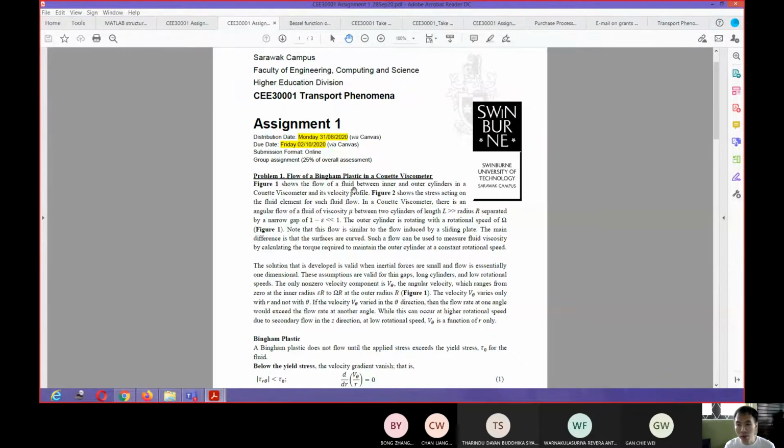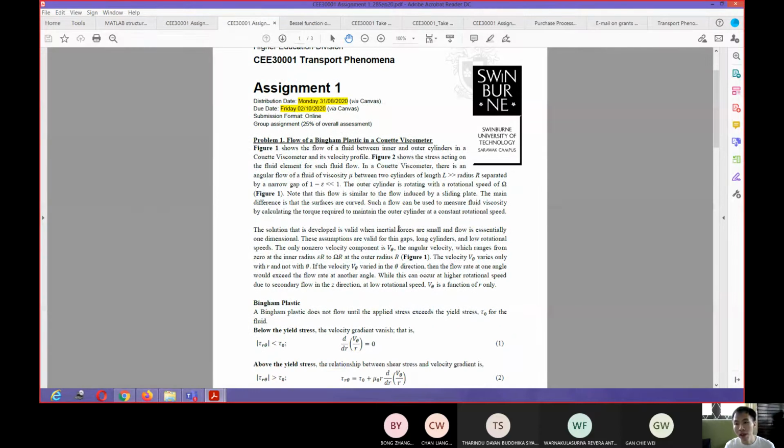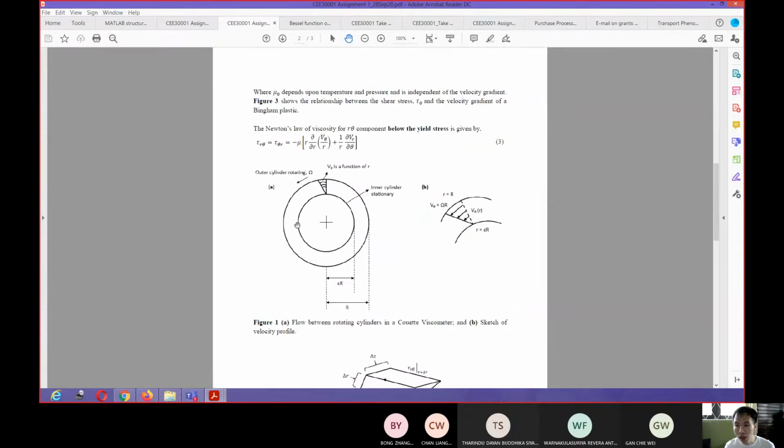Assignment 1 was distributed at the end of August, I think, and was due at the beginning of October. It is about the flow of a Bingham plastic in a Couette viscometer. In figure 1, we show the description of what happens here. In a Couette viscometer, the inner cylinder is stationary and the outer cylinder is rotating. So you have a variation in velocity from the inner radius to the outer radius, and the flow will be between the inner cylinder and the outer cylinder.